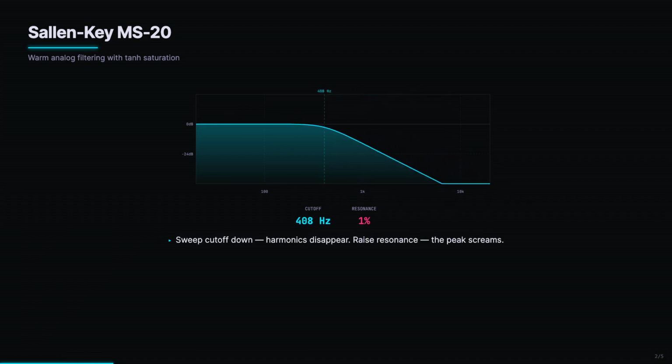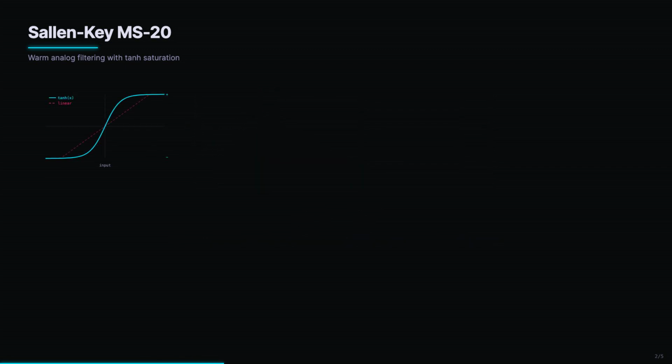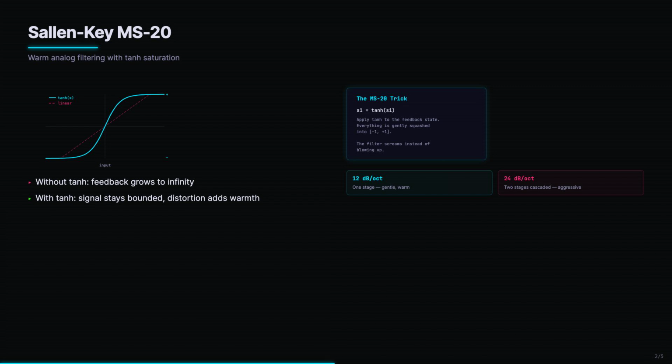Cutoff sets where harmonics get removed, sweep it down, and the sound gets darker. Resonance boosts the frequencies right at the cutoff, creating a sharp peak. At high resonance, the filter feeds its output back into its input. Without limits, that feedback would grow to infinity. The MS-20 uses tanh, a function that gently squashes everything into the range -1 to +1. Instead of blowing up, the filter screams. That controlled distortion is the MS-20's signature.